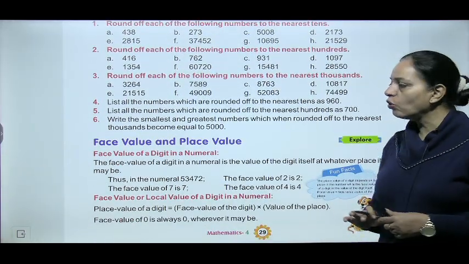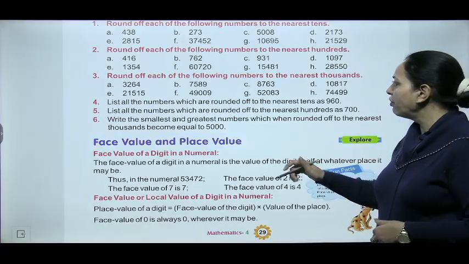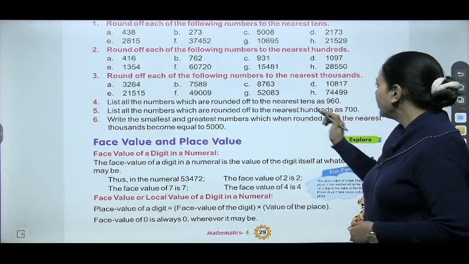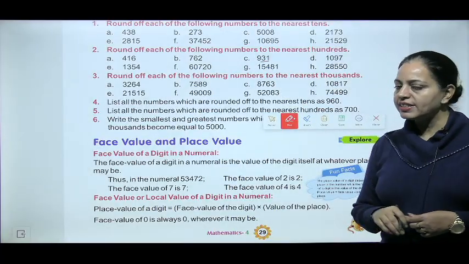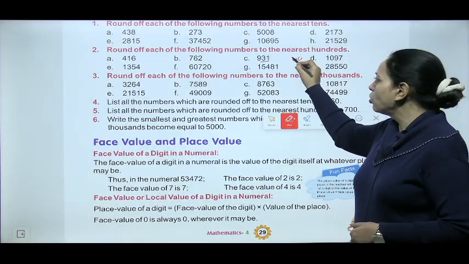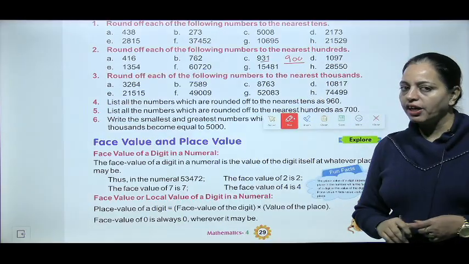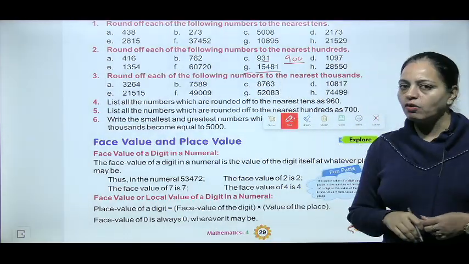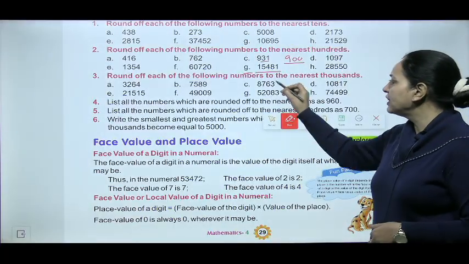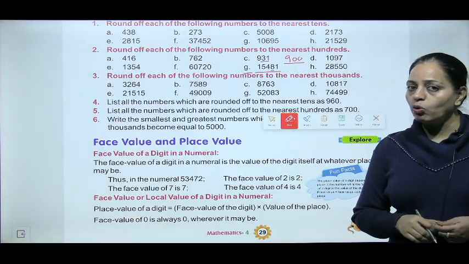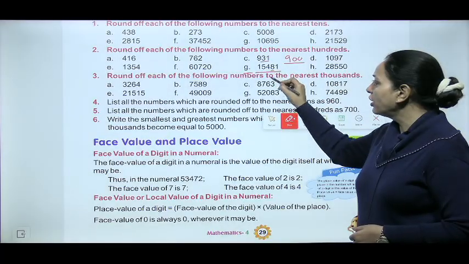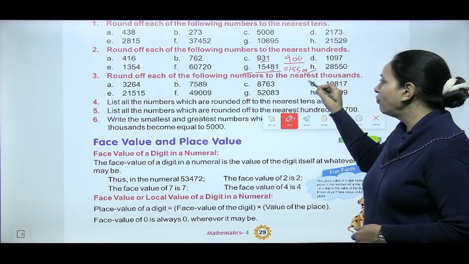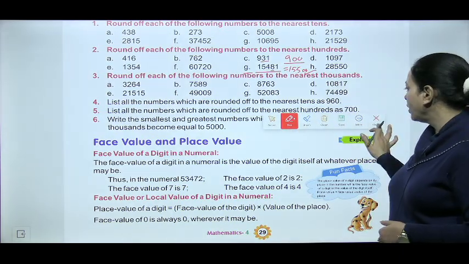The second: round off each number to the nearest 100. Like here, this is 931. See the tens digit, which is 3, less than 5. So 900, no change in the hundreds digit. Okay, now see G part, here 15,481. See the tens digit, which is 8, more than 5, so we will change the hundreds digit, increase it by 1. So this is the value. Similarly, you can try the remaining parts.